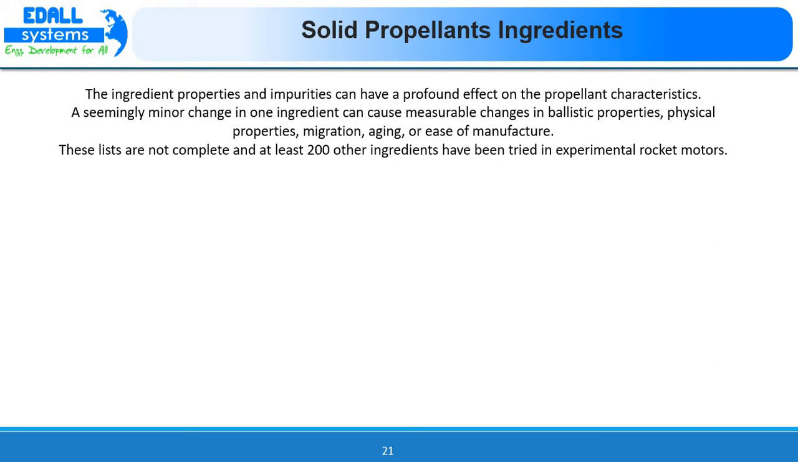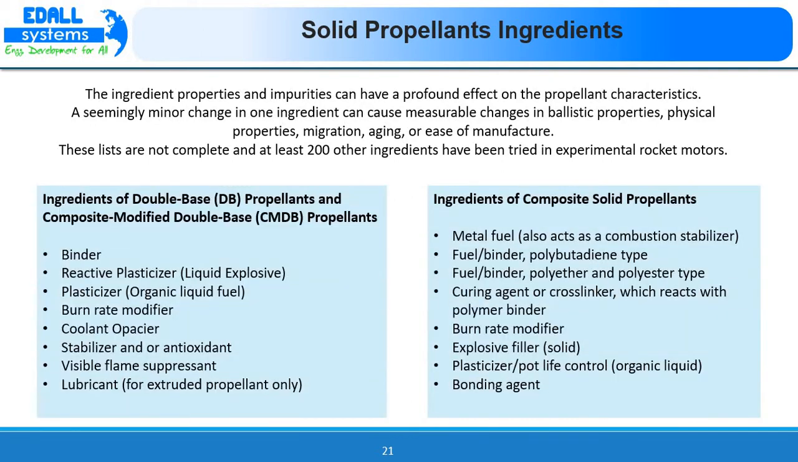So here is the list of some ingredients for composite and for double base propellants, and this list is not complete; at least 200 other ingredients have been tried in experimental rocket motors.